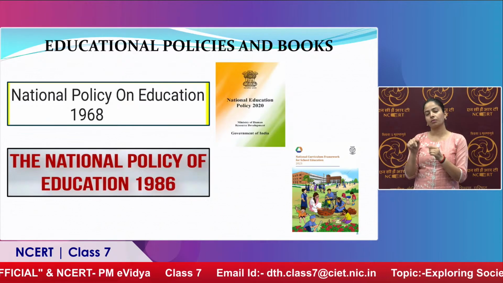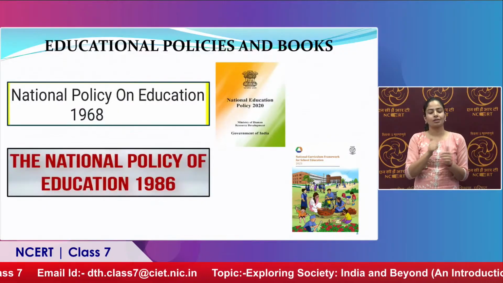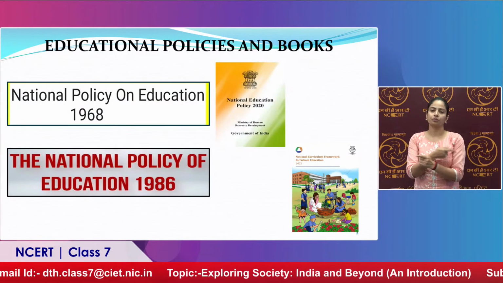So whenever we ask who guides us about the textbook for the school setting, it is the national education policies that give the direction to the textbook in a particular country. So that is in India.